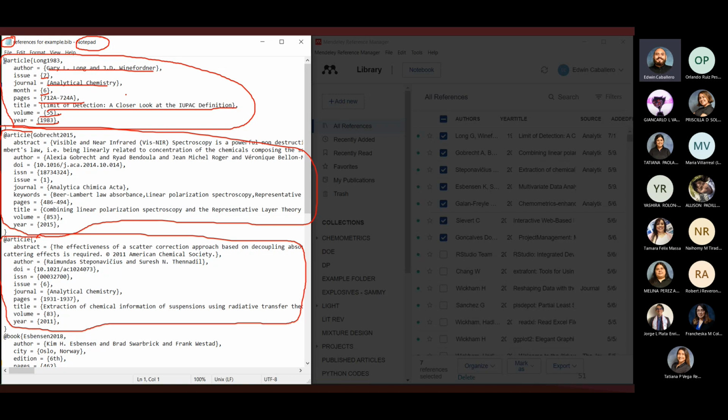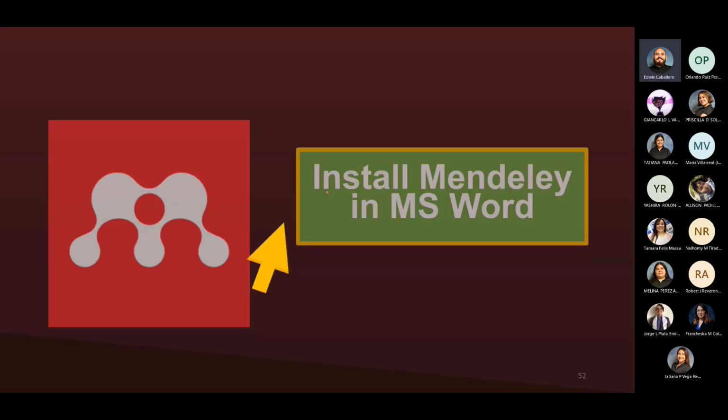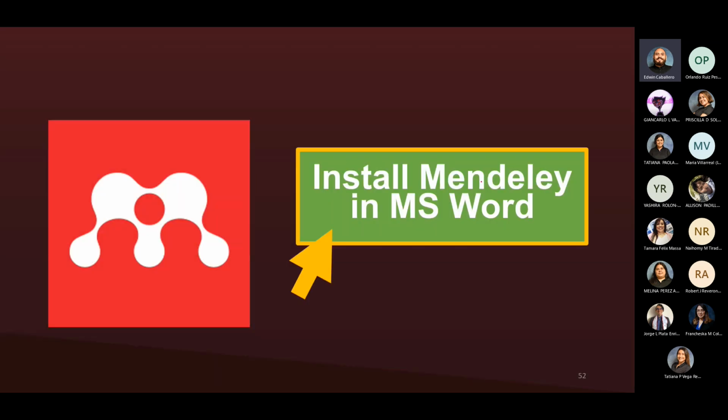So I prefer to just export it and send it to the other person. But you can do however you would like, right? So the other part is to install Mendeley on Microsoft Word. This is the best part. Well, a lot of parts are great, but this is one of the most useful ones, I would say.